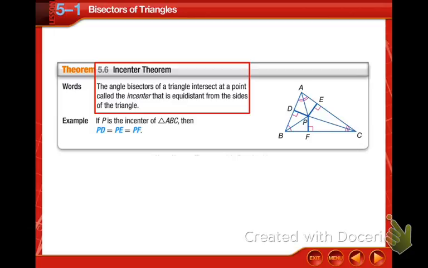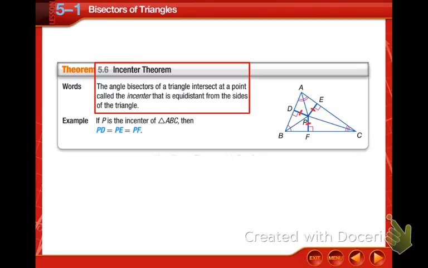So, the incenter theorem. The angle bisectors of a triangle intersect at a point called the incenter, that is equidistant from the sides of the triangle. So, similar to the circumcenter, the incenter has some congruence going on here, mostly with angles. However, the lines coming from the incenter to the sides of the triangle, perpendicular to the triangle sides, are congruent. So PE is congruent to PF and to PD. All of those are the same distance away.